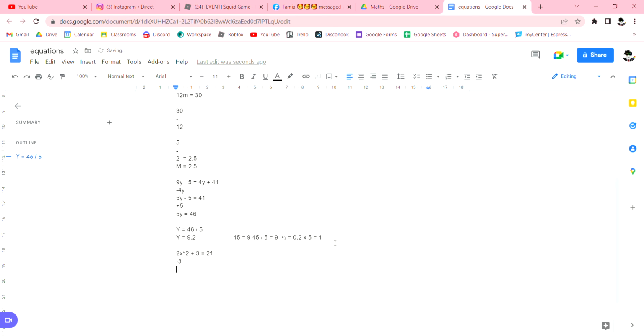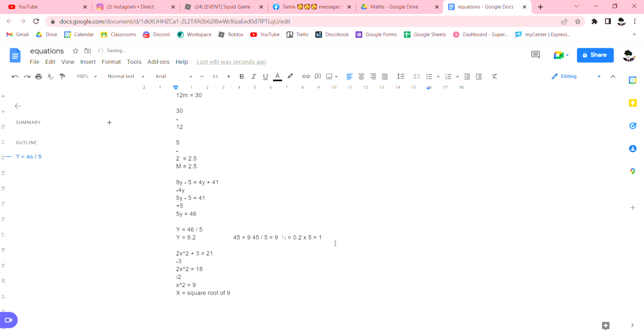We minus the 3, so we've got 2x squared equals 18. Then what we do is we keep the squared as it is. We just get rid of the 2, so we divide by 2. So we're going to end up with x squared equals 9. And then to get rid of the x squared, we just do the square root of 9. So x equals the square root of 9.